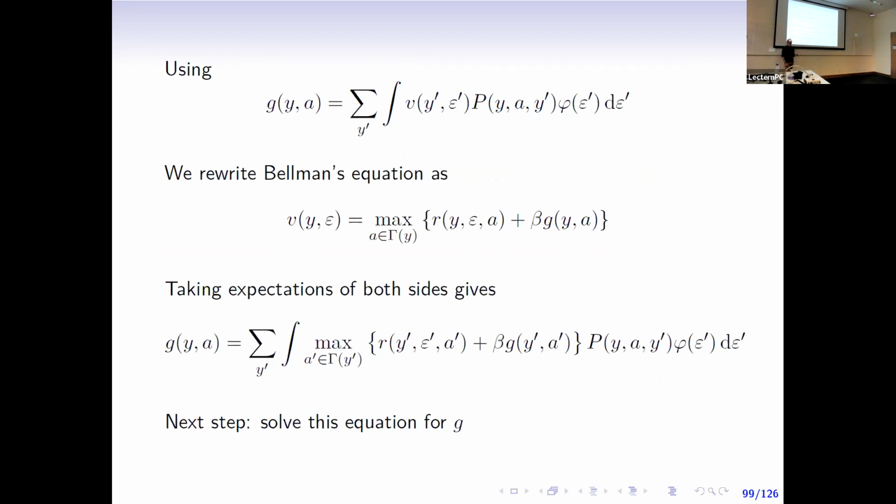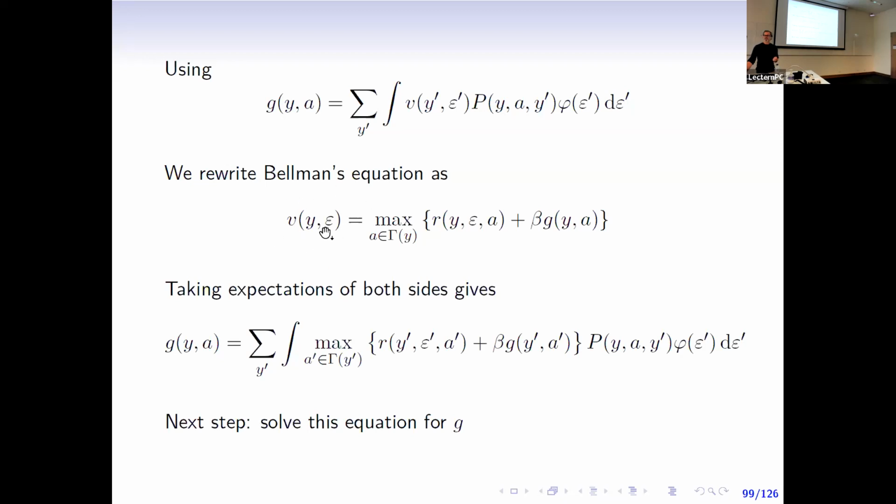And now I want to transform this. Essentially what I want to do here is turn this into a problem where G is the unknown and V disappears. I want to get rid of V. So how can I get rid of V? Well, I need to use the definition. Essentially, I need to take expectations of this.